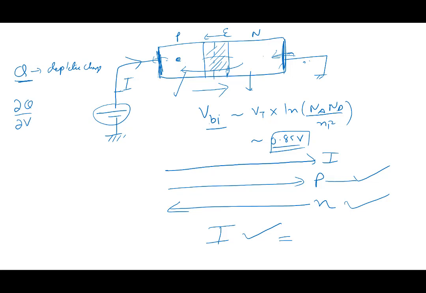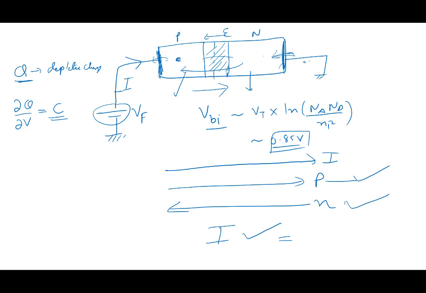A change in charge with voltage, what does it give rise to? Change in charge with voltage is capacitance. So when you are applying your forward bias VF, what are you doing? You are reducing the electric field. You are changing the charge. So you are also causing capacitance to change. So are you seeing that there is a capacitance inside my PN junction?